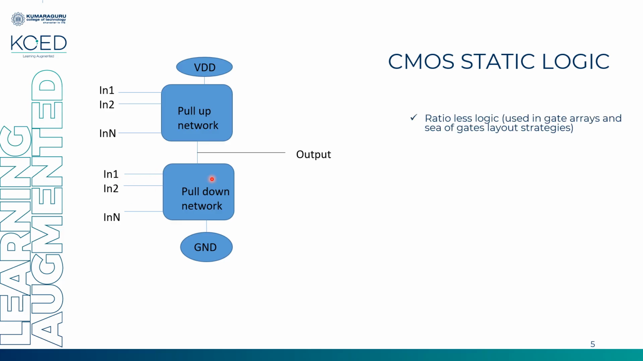And your CMOS static logic, which is a very basic one, is a ratioless logic. There is no proper ratio that is sustained between this pull up and pull down network. No sizing ratio is maintained between the pull up and pull down network.